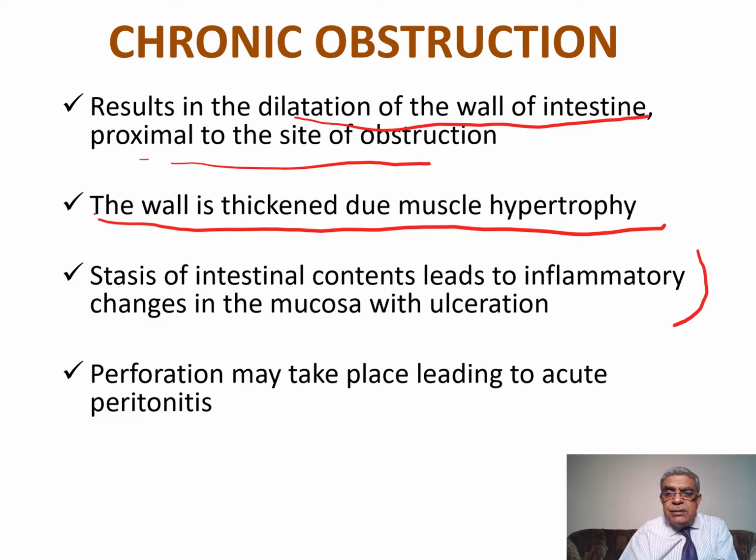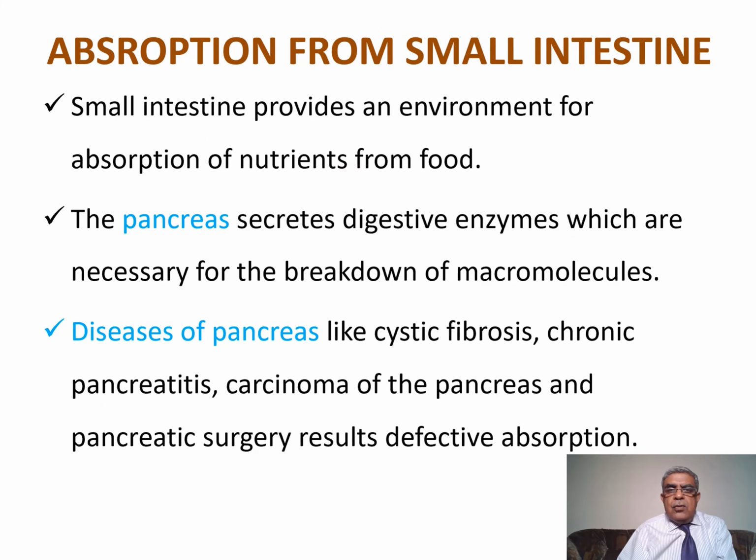Perforation may take place, leading to acute peritonitis. So once there is ulceration, this can lead to perforation and acute peritonitis can result. Now, absorption from small intestine. Small intestine provides an environment for absorption of nutrients from the food.